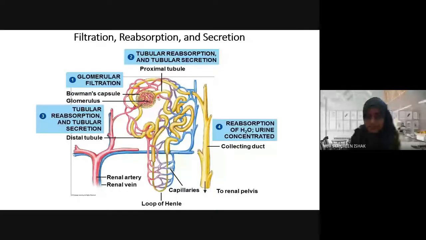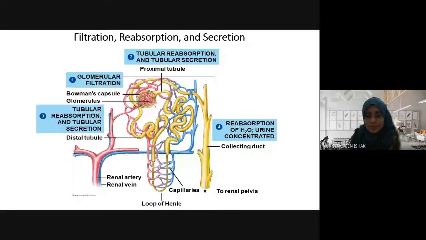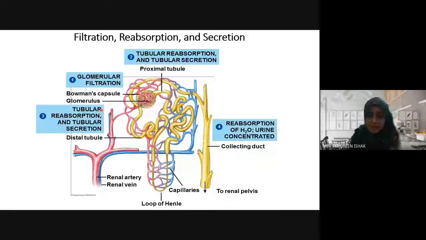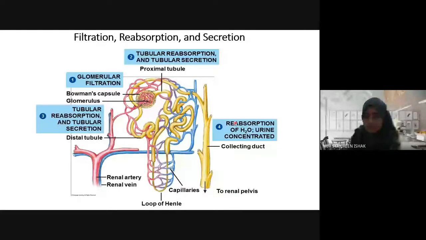Okay, so next is tubular reabsorption and also tubular secretion, starting at the proximal tubule after the Bowman capsule, and then the distal tubule before it enters into the collecting ducts. So reabsorption and secretion will also occur there. Reabsorption of valuable solutes and secretion of waste, which will end up in the urine. And then it goes into the collecting ducts.